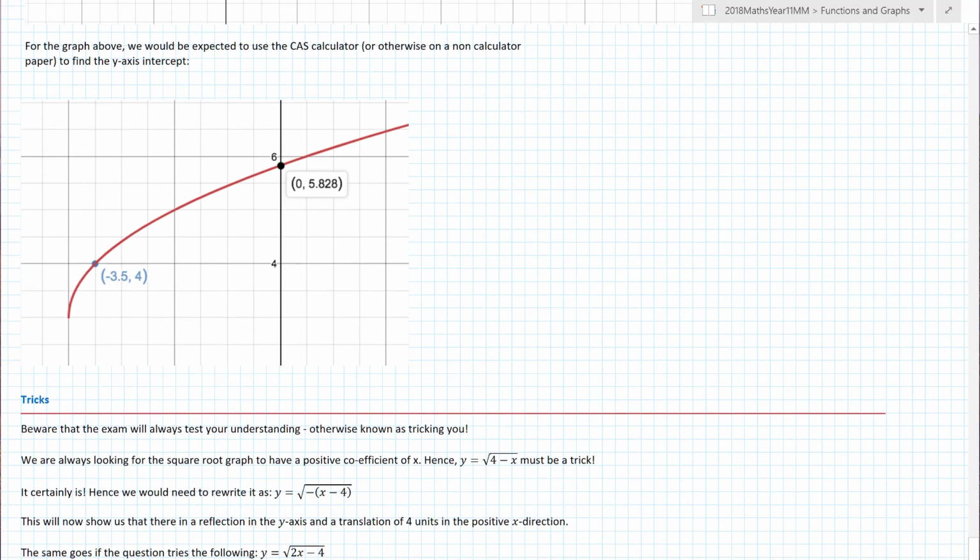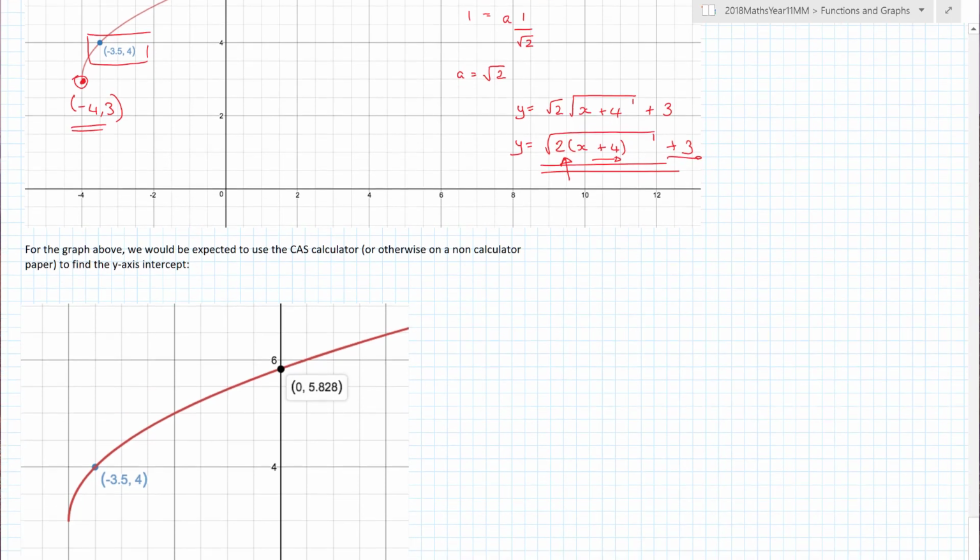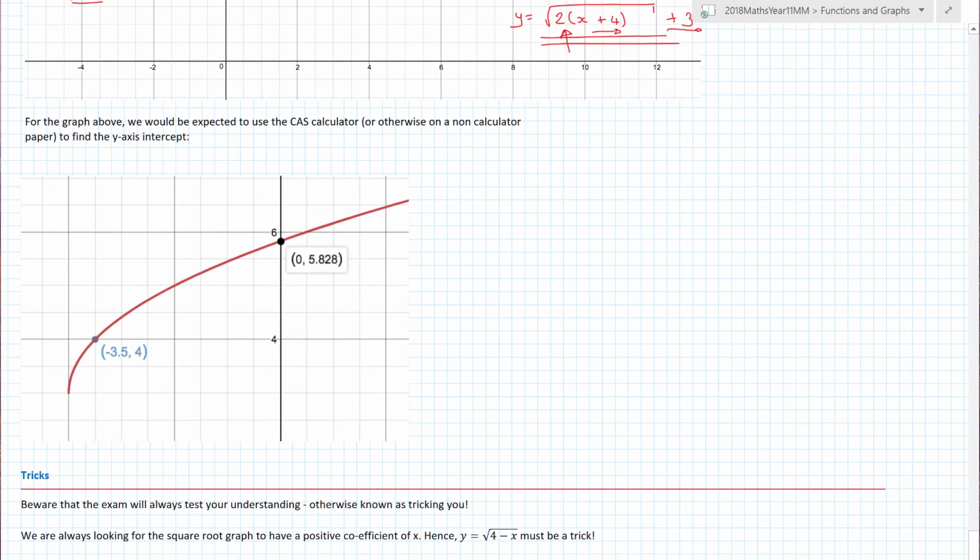As we can see here, for the graph above, we would be expected to use a CAS to help us find that information. If you didn't have a CAS, then what do we know at that point? Well, our equation would be the square root of 2x + 4, plus 3. At this point the x value is 0. So y would be equal to the square root of 8 plus 3. You would use your calculator to find that, or you would just leave it as 3 plus 2 root 2.